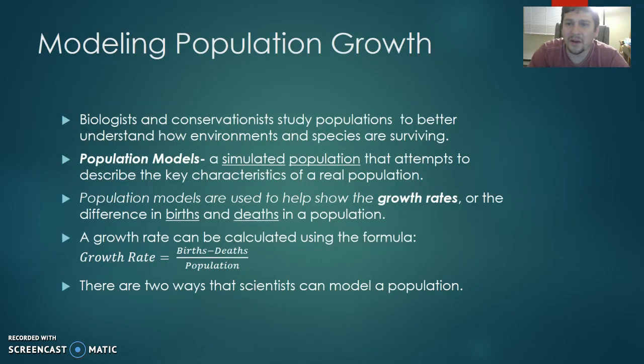We also use population a lot in biology to do modeling, because sometimes it's hard to go out into the environment and count every single individual of a species. So we try to use math to make things make a little more sense to us. Biologists and conservationists, people who track populations, use models to understand the health of different kinds of populations. A population model is a simulated population that attempts to describe the key characteristics of a real population. Population models are used to help show the growth rates, or the difference in births and deaths, in a population.